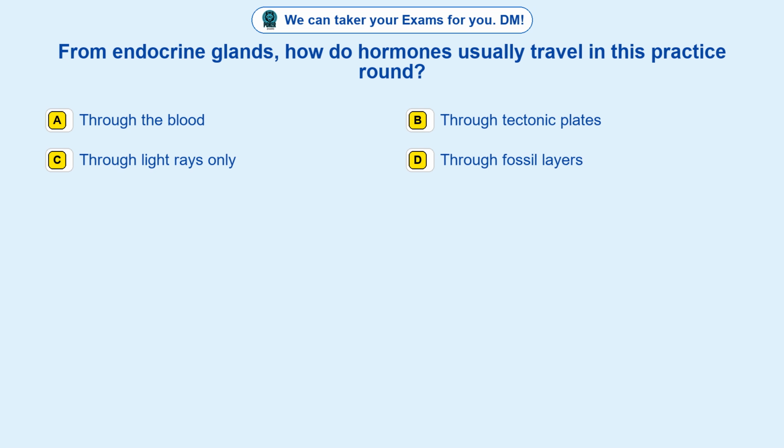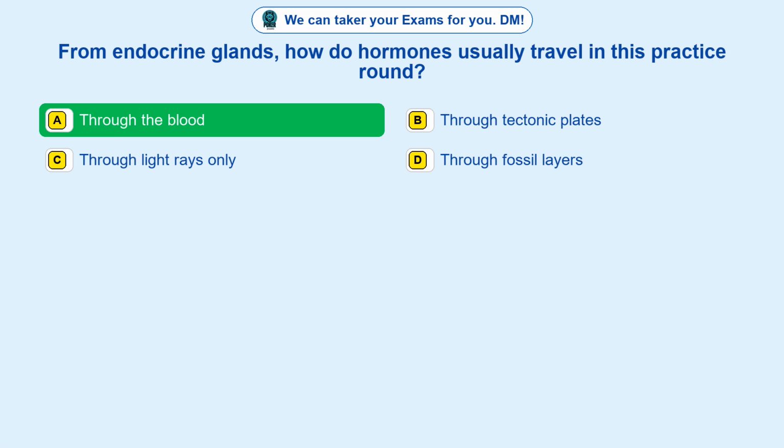Question 28. From endocrine glands, how do hormones usually travel in this practice round? Option A. Through the blood. Option B. Through tectonic plates. Option C. Through light rays only. Option D. Through fossil layers. The correct answer is option A.